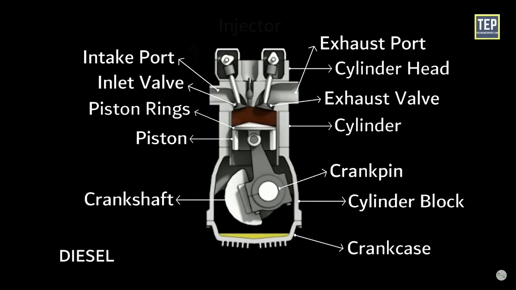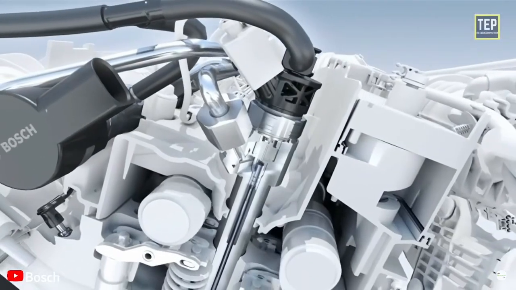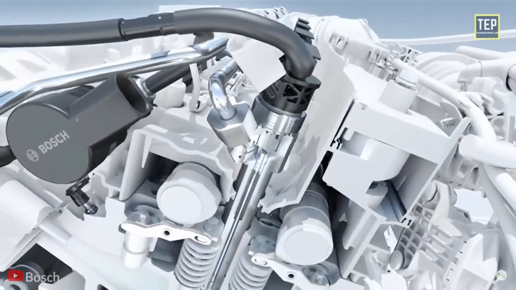For a petrol engine, a spark plug is used to ignite the compressed air-fuel mixture. For a diesel engine, an injector is usually used in a compression ignition engine. It sprays the fuel into the combustion chamber at the end of the compression stroke. It is fitted on the cylinder head.